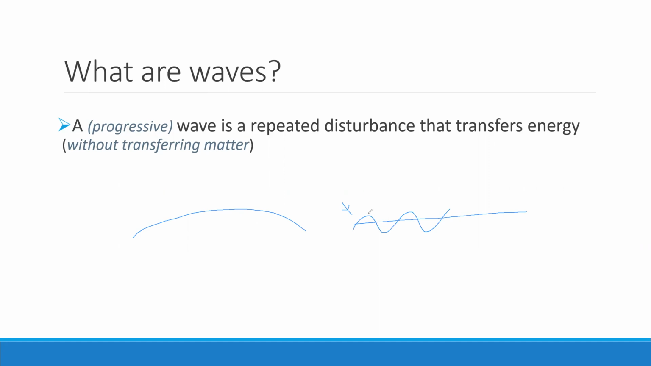So any disturbance where the pattern is repeated and energy is being transferred, and we know that's the case because we could harvest energy from waves, we call this a progressive wave.